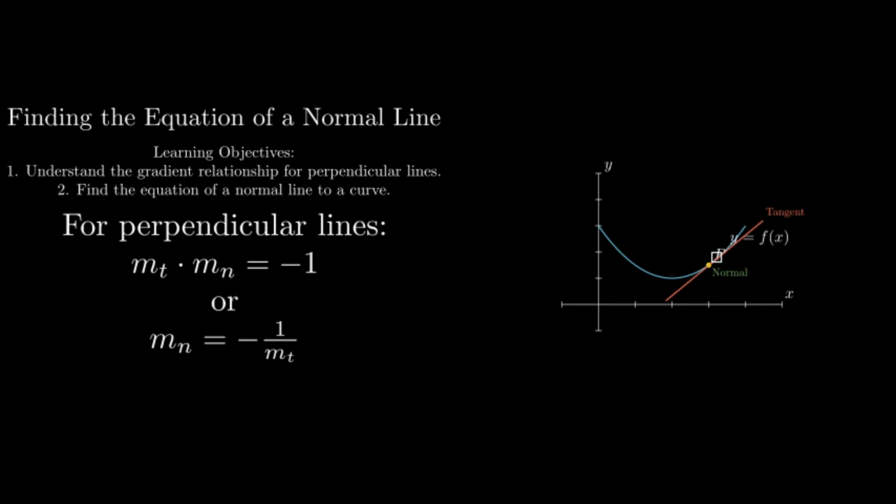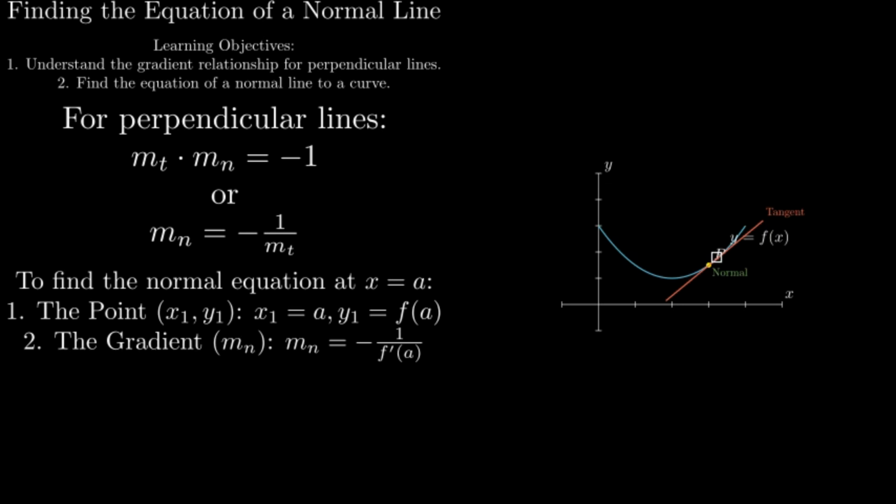The process for finding the normal equation is almost identical to finding the tangent equation. The only difference is in the gradient we use. We find the same point of contact, (a, f(a)). We find the same tangent gradient, f prime of a. But then we calculate the normal gradient by taking its negative reciprocal before using the point-slope formula.